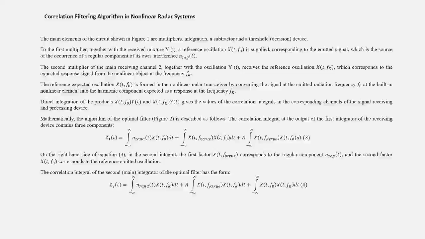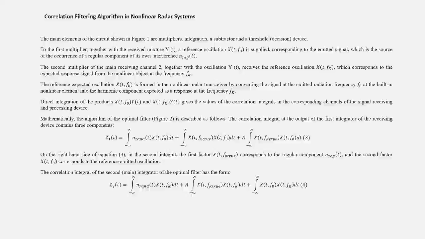The reference expected oscillation X is formed in the nonlinear radar transceiver by converting the signal at the emitted radiation frequency f0 in a nonlinear element into the harmonic component expected as a response at frequency f_k. Integration of the products of multiplication of x and y gives the values of correlation integrals in the corresponding channels of the signal receiving and processing device.